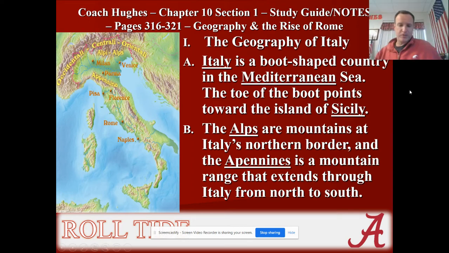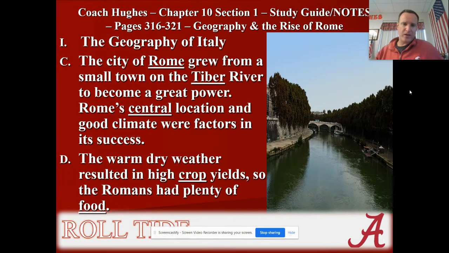All right. So now that we've got a little bit of the geography down, let's look at one of the greatest, arguably one of the greatest cities to ever develop, and that is Rome. So we're going to look at the origins. Now, the city of Rome grew from a very, very small town on the Tiber River to become arguably, and I do mean arguably, a great power, if not the greatest power in the ancient world.